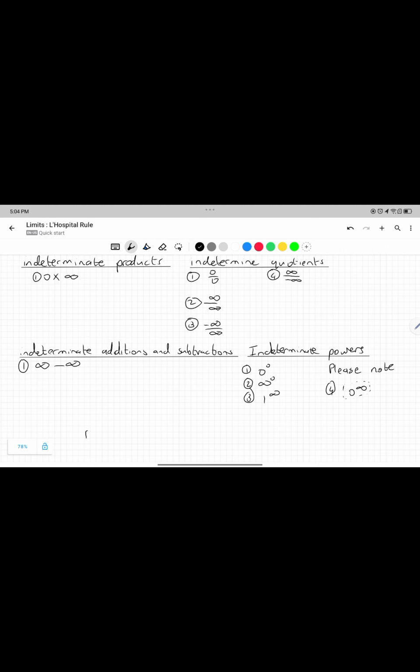And by indeterminate, what is meant is it cannot be determined in that form. That's why you're learning L'Hopital's rule. So let's jump into it. Get it over and done with. So let's go.